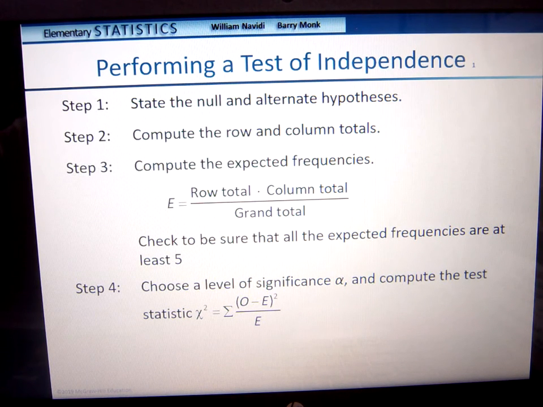We're going to compute the row and column totals. We're going to compute the expected frequencies using the formula we just figured out, and we're going to check to be sure all frequencies are at least 5. Then we'll choose a level of significance and compute the test statistic using the chi-square statistic.